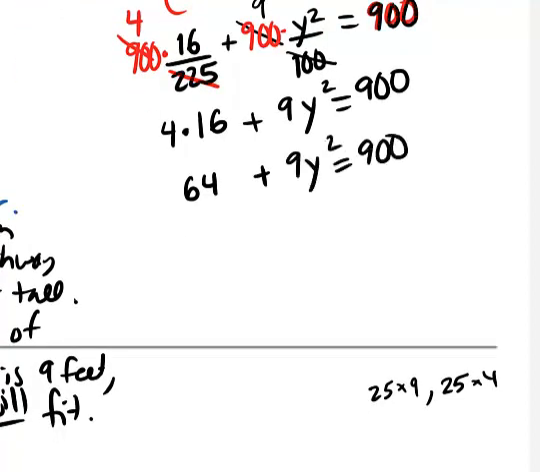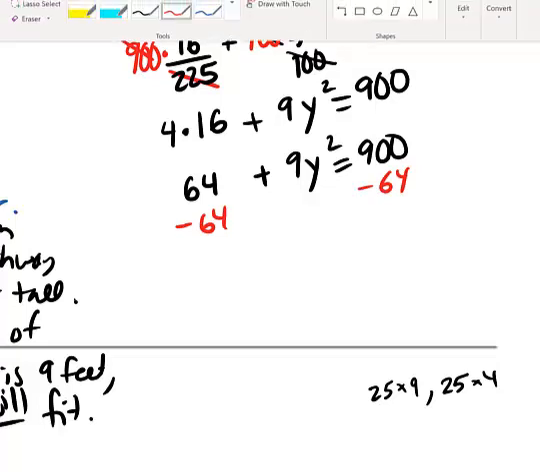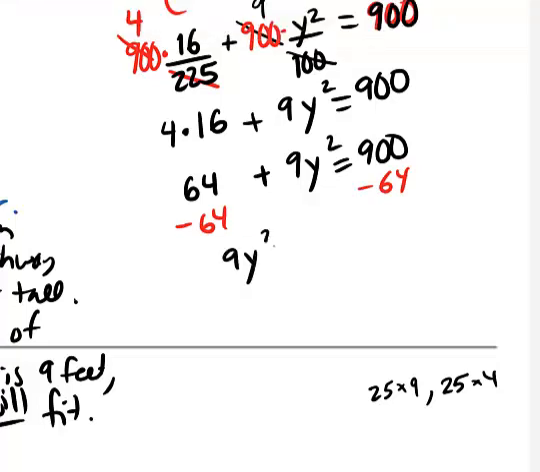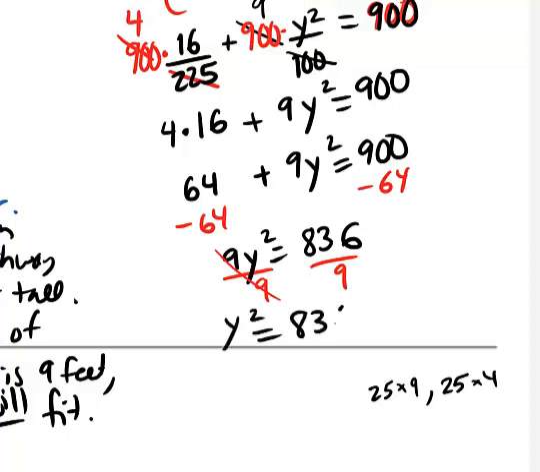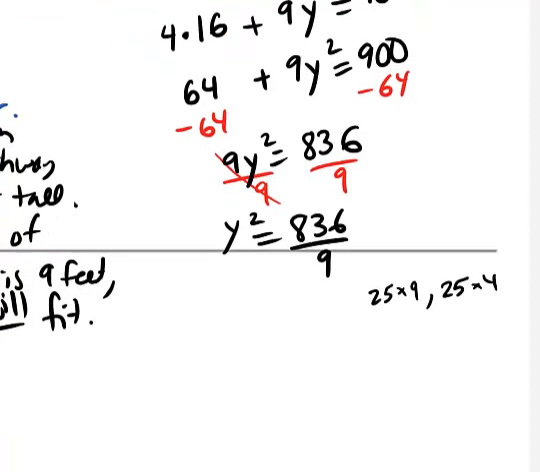I'm going to move the 64 over here. Let's see. Minus 64. Minus 64. Okay, then we have 9y squared by himself. And then 900 minus 64 ends up being 836. And now I'll divide by 9. It doesn't go in evenly, but we're going to be approximating this anyway, because this is a real life situation. So I'll divide by 9. y squared equals whatever that is, 836 divided by 9. Now I'm going to square root both sides.